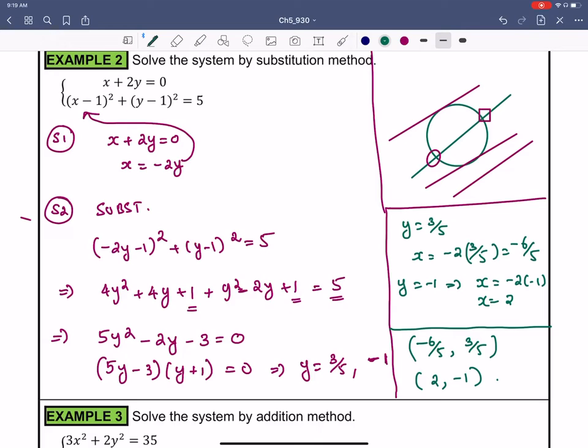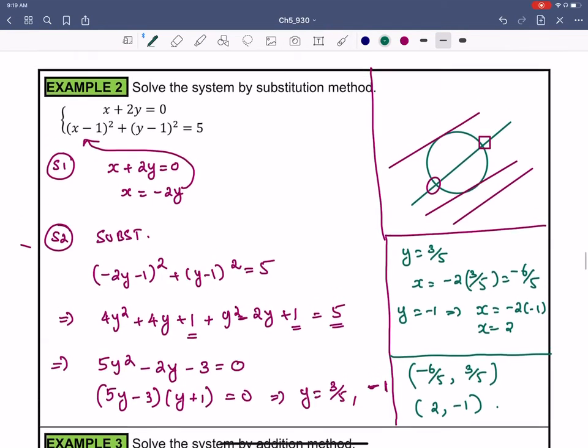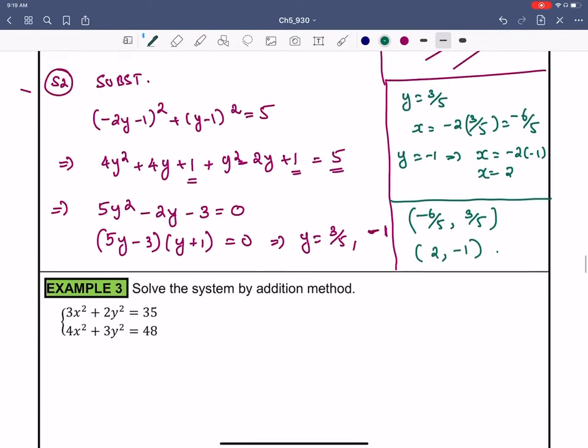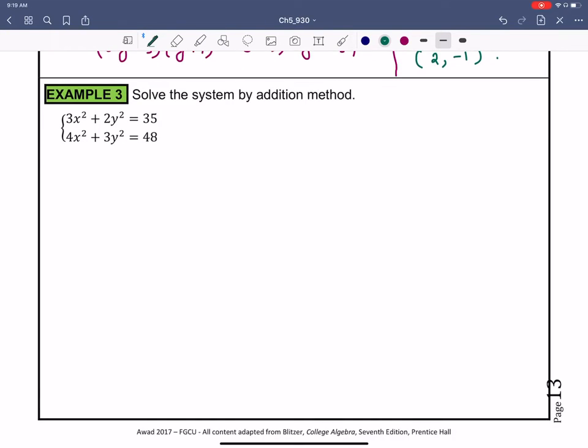Again, you have to go back and double check to see if these numbers work out. I'll let you do that, and that's how we solve these nonlinear equations using the substitution method. Let's take a look at how we solve by the addition method.